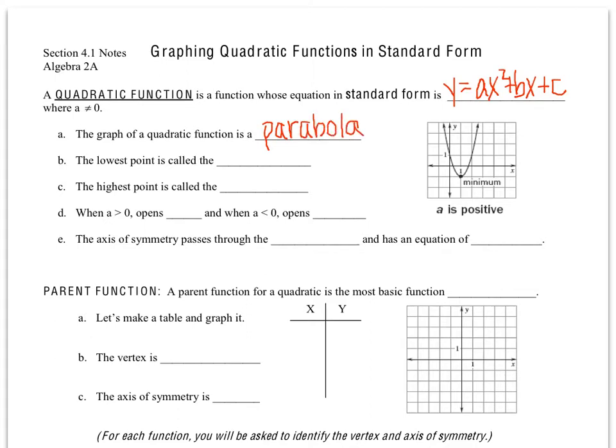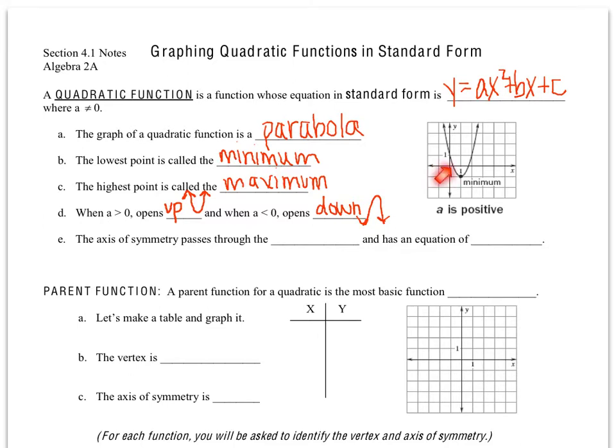The lowest point is called the minimum, or the highest point is called the maximum. It'll have either a minimum or a maximum, but it will not have both. So when a is greater than 0, our parabola opens up. It'll look like this. When a is less than 0, it's going to open down. So it'll look like this.